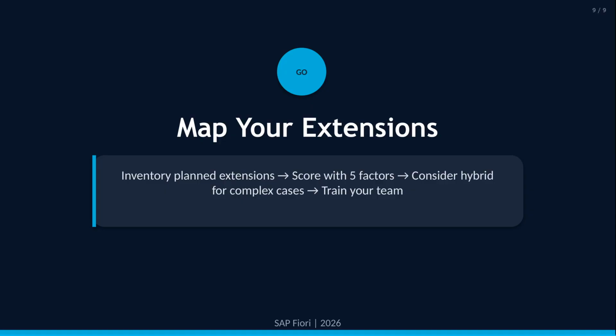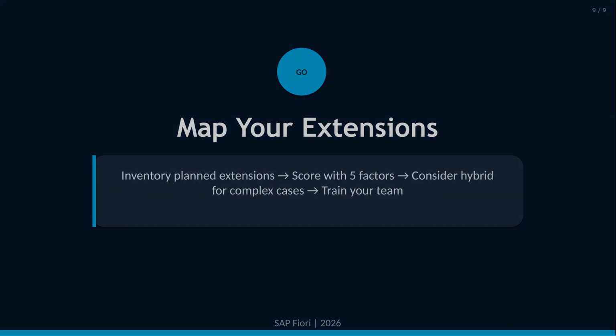Here is your action plan. Inventory your planned and existing extensions. Score each one against the 5 decision factors: upgrade safety, latency, team skills, integration complexity, and cloud service needs. For the ones that land in the middle, consider the hybrid pattern. Invest in your team. If you are going side by side, train your developers on CAP. If you are going in-stack, train them on RAP. The worst outcome is choosing a path your team cannot execute on.